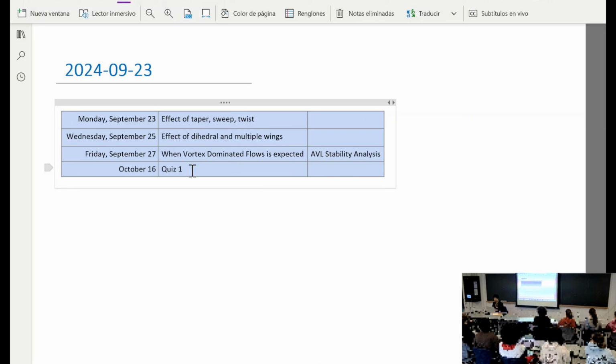And again, the quiz that is going to cover all this lifting line theory and airfoil theory is going to be happening October 16th.